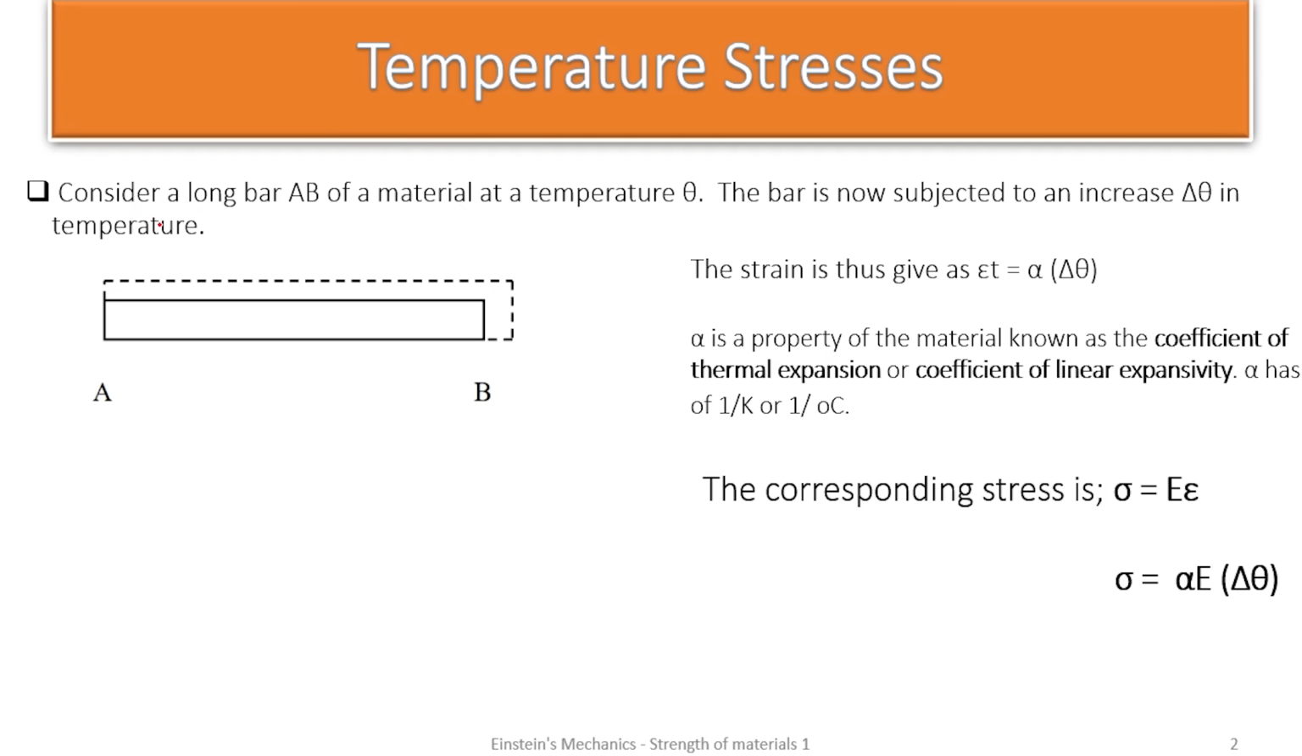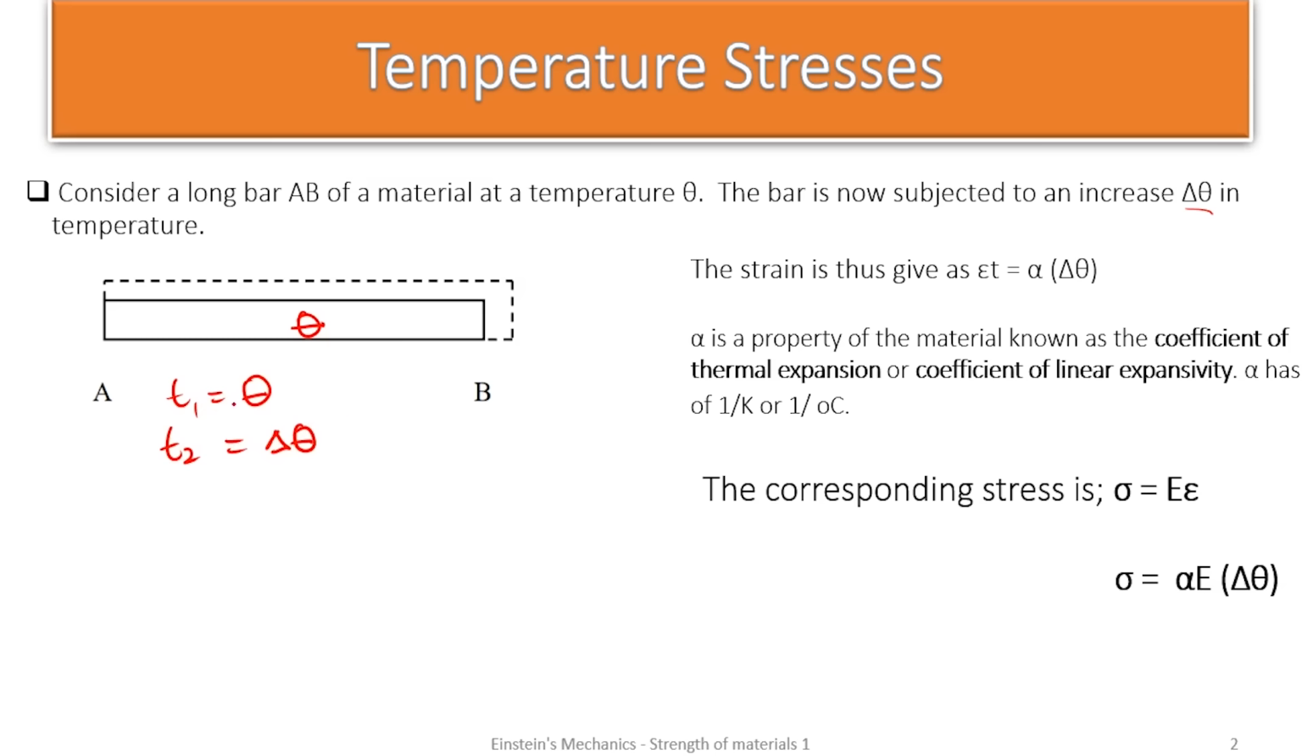Now, let's consider a bar. We have a bar of length AB, and initially this is at a temperature, let's say theta. Now, the bar is subjected to an increase in temperature. We try to increase the temperature from theta to a temperature, let's say change in theta. So, initially T1 is theta, and to another temperature T2, which is change in theta.